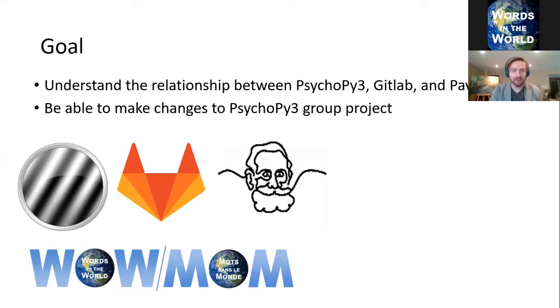So the goal of today's Open Office Hour is to understand the relationship between PsychoPy3, GitLab, and Pavlovia, and to learn what those things are if you aren't already aware. Then we're going to learn how to make changes to a PsychoPy3 group project. So we can learn how to use Git and GitLab in order to work on PsychoPy3 projects together while being apart.